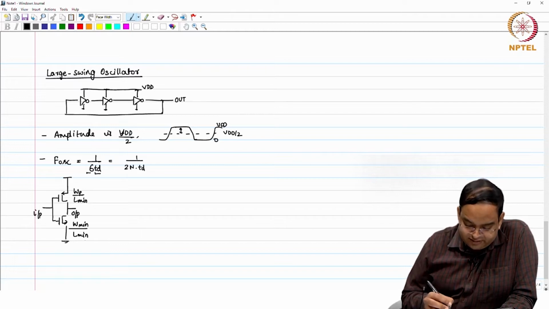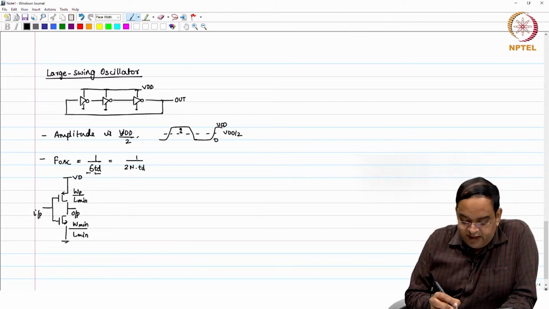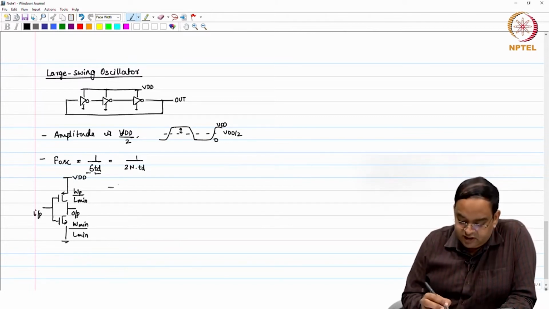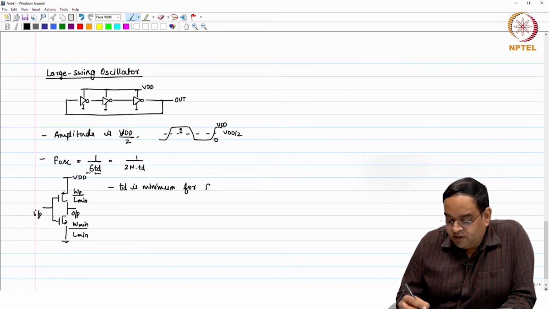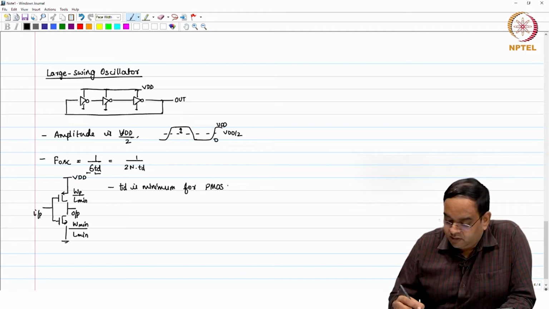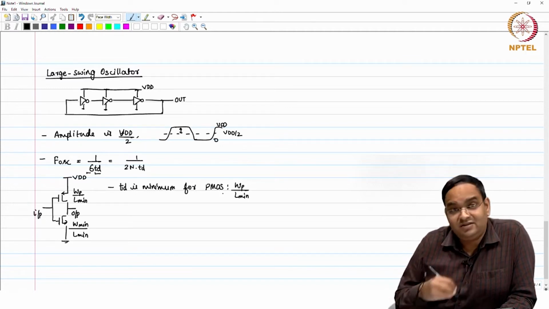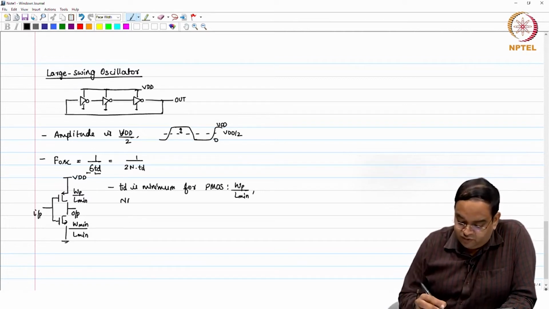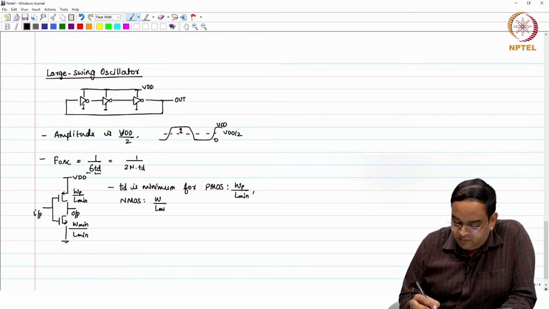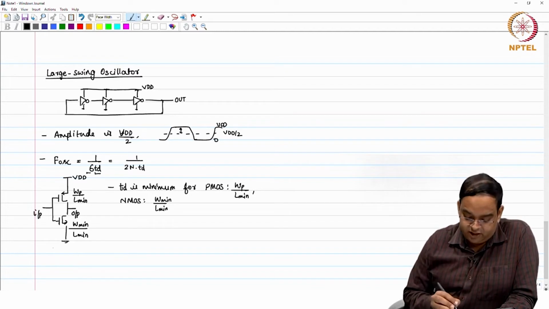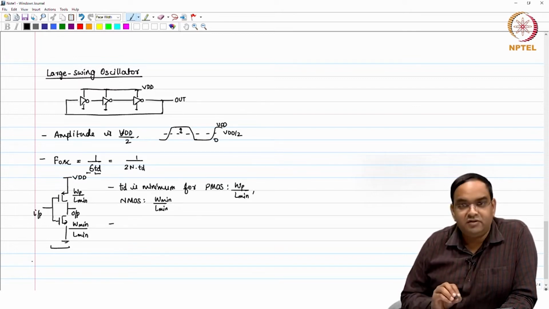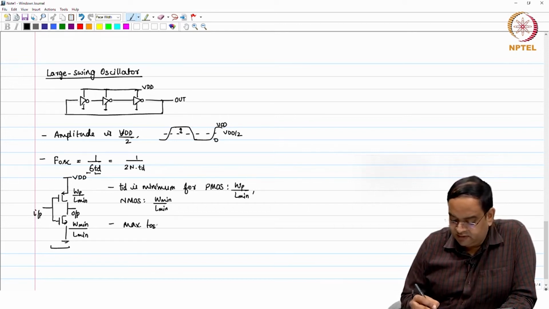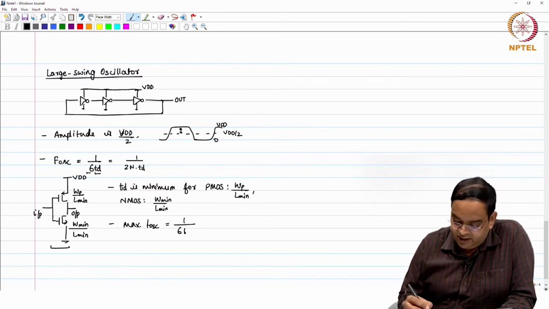So, given this size of the inverter and the supply voltage allowed in a given process, the delay TD is minimum. TD is minimum for PMOS size WP by L min, where WP is decided in such a way that you have equal rise to fall and fall to rise delay, and NMOS size is W min by L min. So, we design this inverter. Now, when we have an inverter with the minimum delay, the maximum frequency of oscillation which you can get is equal to 1 by 6 TD.